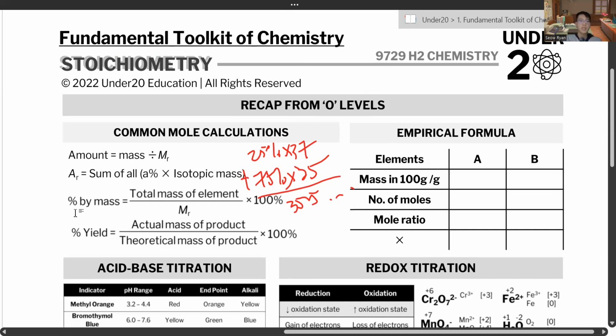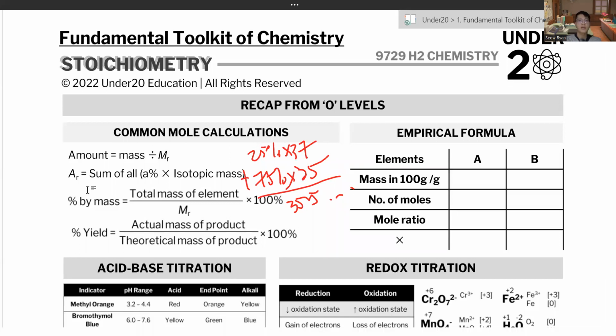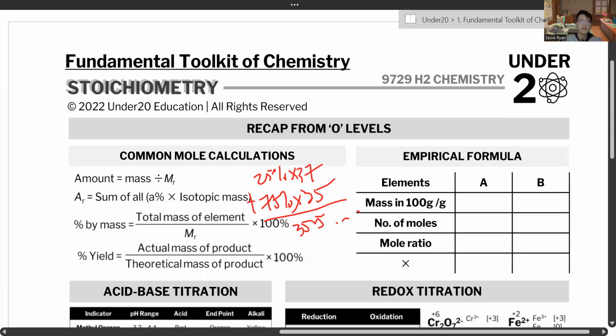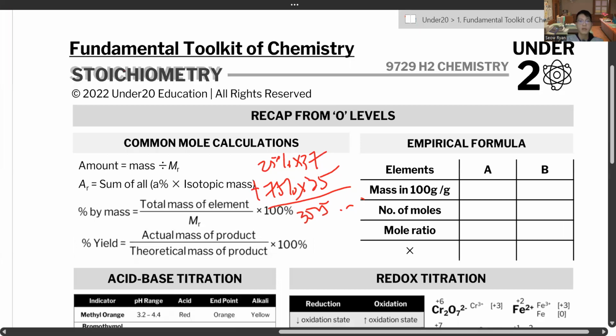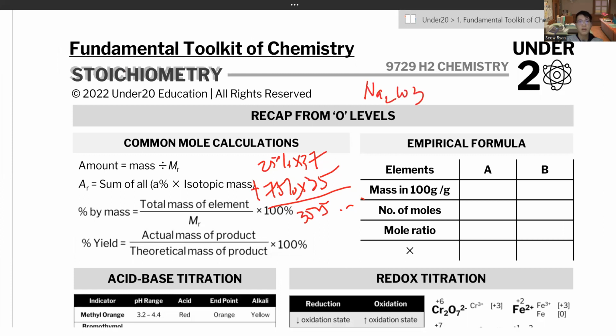So percentage by mass would be the total mass of the element over the MR multiplied by 100%. So if, say, what's the percentage by mass of sodium in sodium carbonate, then you will take the mass of sodium. So 2 times the mass of sodium divided by the MR, times 100%.